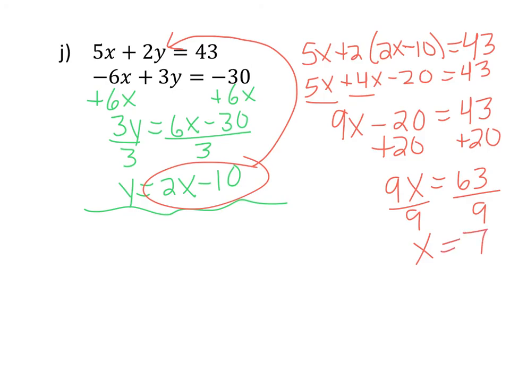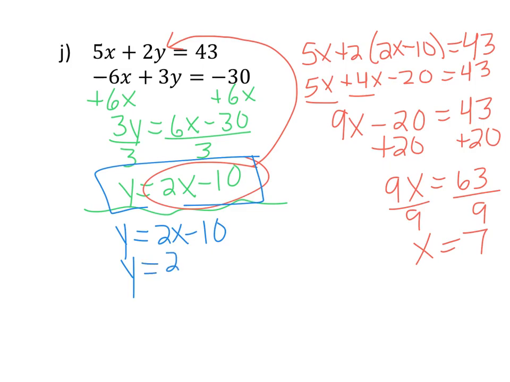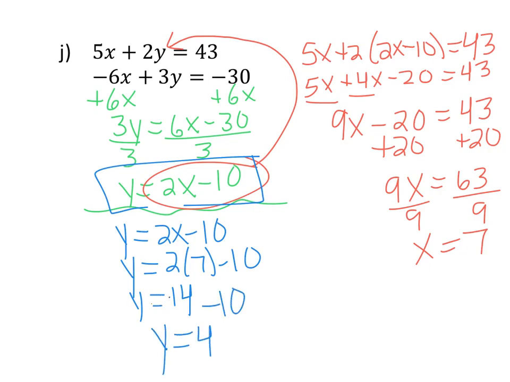X equals 7. Now that I have x, plug it into one of your equations. Again, I'm going to choose the one I already solved for. Y equals 2x minus 10. You could plug it into any equation. You should get the same answer so long as you've done your math correctly. Y equals 2 times 7 minus 10. Y equals 14 minus 10. Y equals 4. So the x value is 7. The y value is 4.